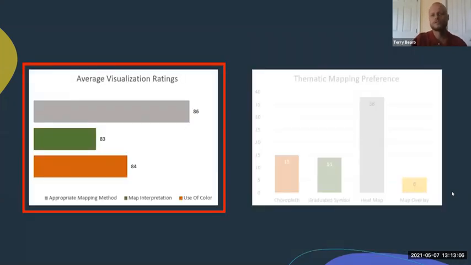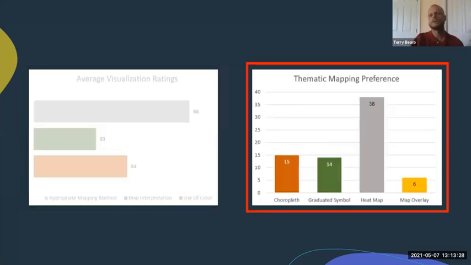And then for the average visualization results, I asked the survey taker to rate the following items from 1 to 100, with 100 being the highest. And the categories were appropriate mapping method, map interpretation, and use of color. We can see that the overall highest score was from the appropriate mapping method being used at 86%, then followed by use of color and map interpretation. In terms of overall mapping preference, we had 38 out of 73 that overall preferred the heat map over the others in terms of displaying that recruitment dispersion.